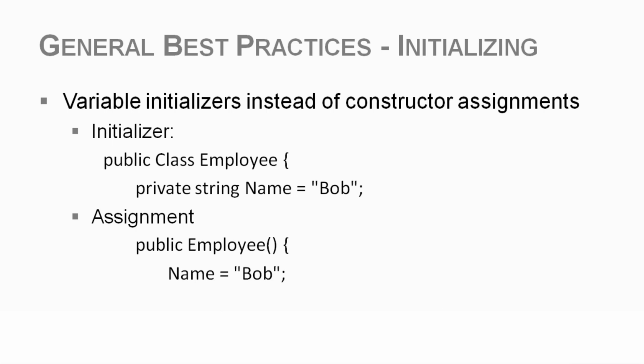If you add another constructor override, it's possible that you might forget or miss that you also have to initialize the variable name, so that you might miss that name is equal to Bob in another constructor. Whereas if you've used the initializer, that's going to apply to all constructors that you write. So you don't have to repeat that code in every single constructor override.